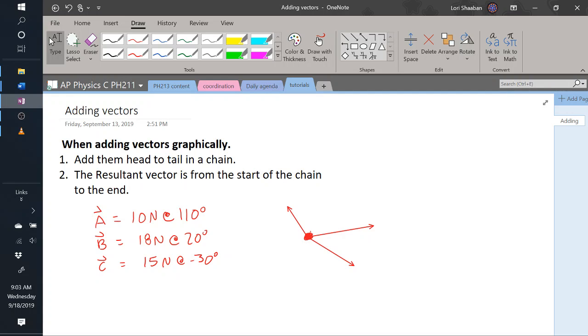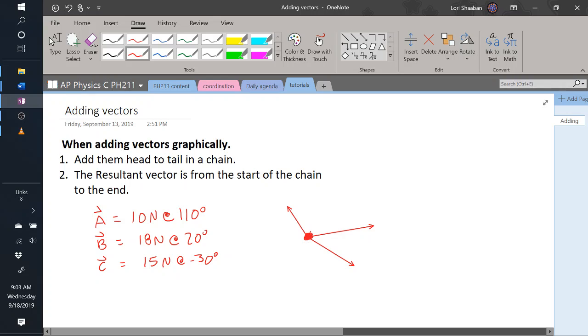When adding vectors graphically, such that you have 4 force vectors, vector A, which may be 10 newtons at an angle of 110 degrees, vector B, 18 newtons at 20 degrees. Remember, everything is measured from the positive x-axis. And vector C, negative 15 newtons at negative 30 degrees.